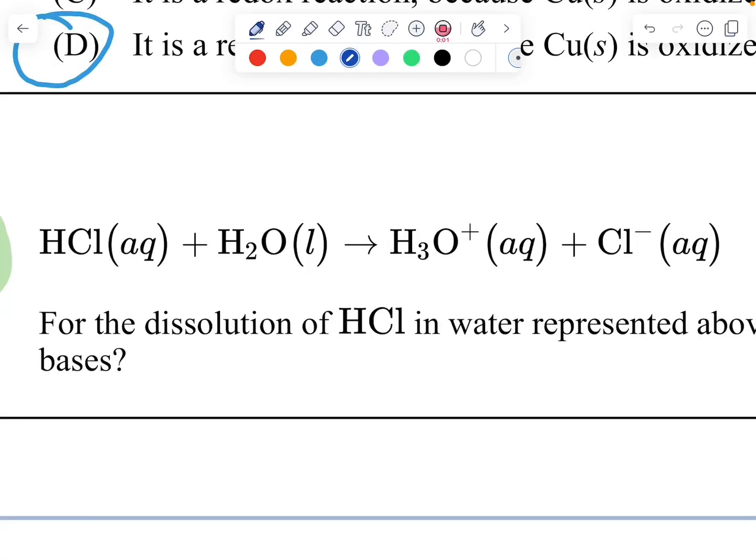Okay, this is Unit 4, and we are going over the second breakpoint of Unit 4. So we're going to do some redox reactions, some precipitation reactions, some acid-base reactions as well.